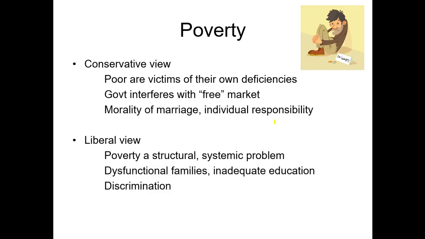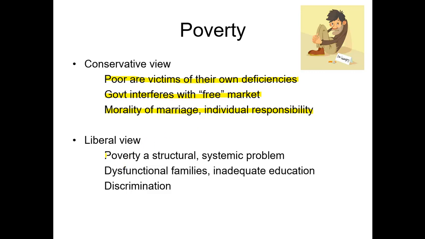The political views on poverty are somewhat divided, and this typically contributes to the polarization or the gridlock in government to try to attack these problems. The conservative view is generally that the poor are victims of their own deficiencies in a free market society where the individual is considered responsible for their own success or failure. The government would not want to interfere with the free market. And morality issues such as lack of marriage and lack of individual responsibility are some of the ideological views on poverty from the conservative side.